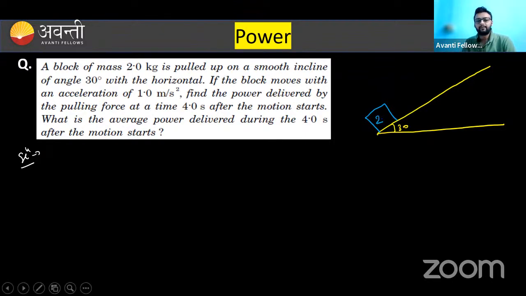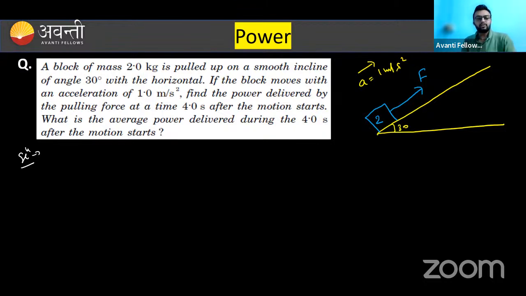Two kg on it. Then after that, I will study further. It is being pulled. Pulled means there is a force F. Now, if I study it again, the block moves with an acceleration of 1 meter per second square, in this direction. Find the power delivered by the pulling force at a time t equals to 4 seconds.